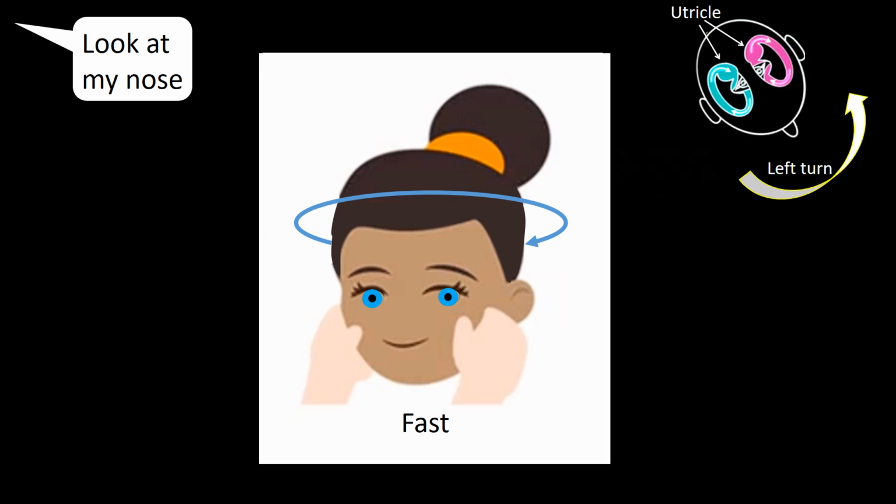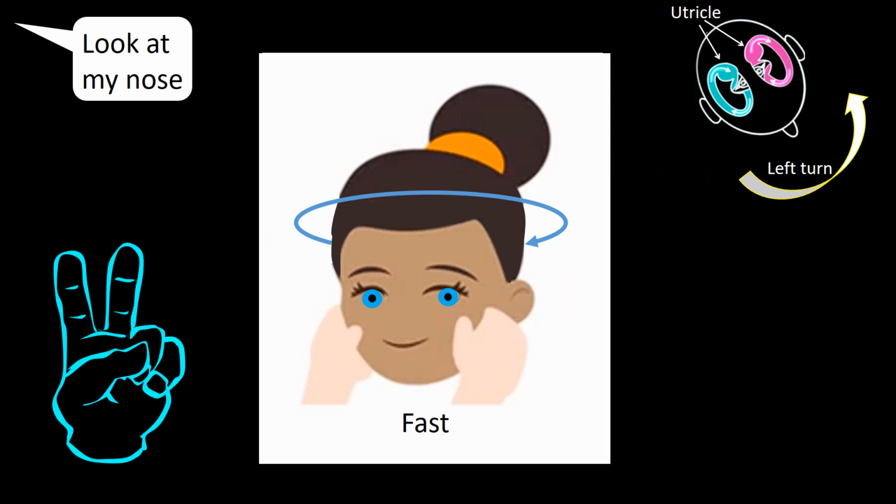The consequence of this action is to produce movement of the endolymph. In the left horizontal semicircular canal, the flow of endolymph displaces the cupula towards the utricle, producing excitation. And in the right horizontal semicircular canal, where the movement of the endolymph displaces the cupula away from the utricle, inhibition occurs. This maneuver will have one of two outcomes.